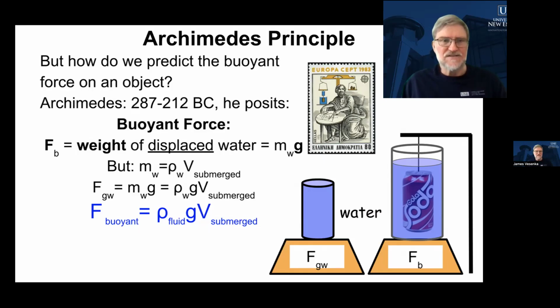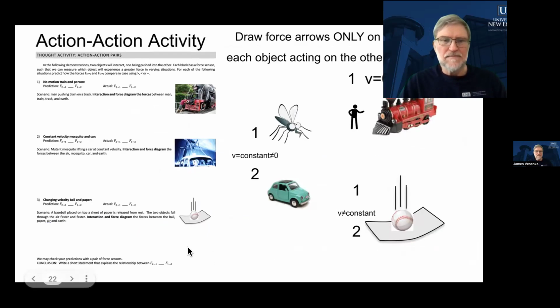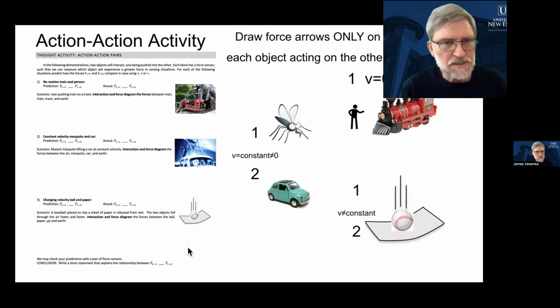All right. So now we're going to do one last review of the action-action pairs. This is a thought activity found in the workbook. I'm going to encourage you to go to that page. It's the very first activity in the conceptual problems. It involves three different scenarios. One, both objects are standing still, velocity equals 0. Second, a monster mosquito lifting up a car, moving at a constant speed. And third, a baseball on top of a piece of paper falling faster and faster.